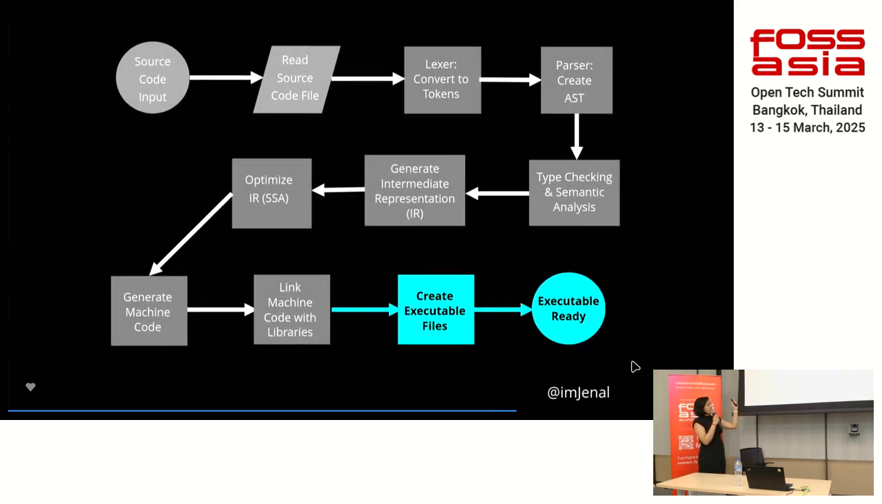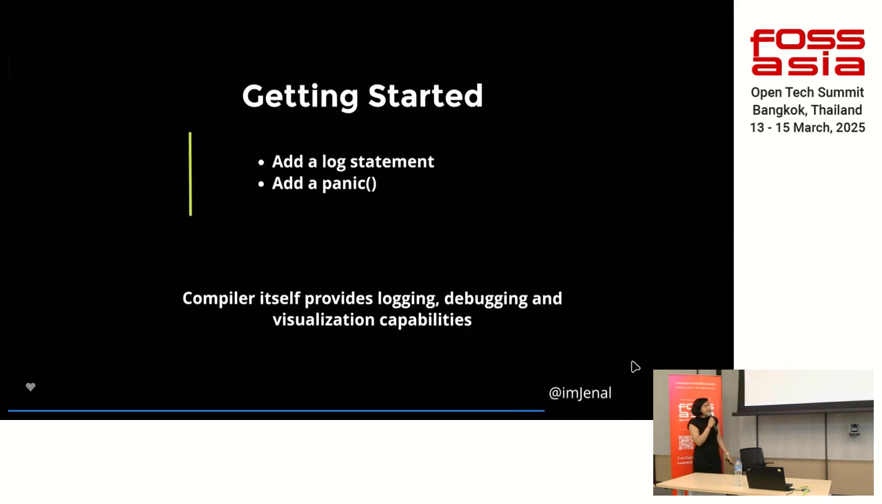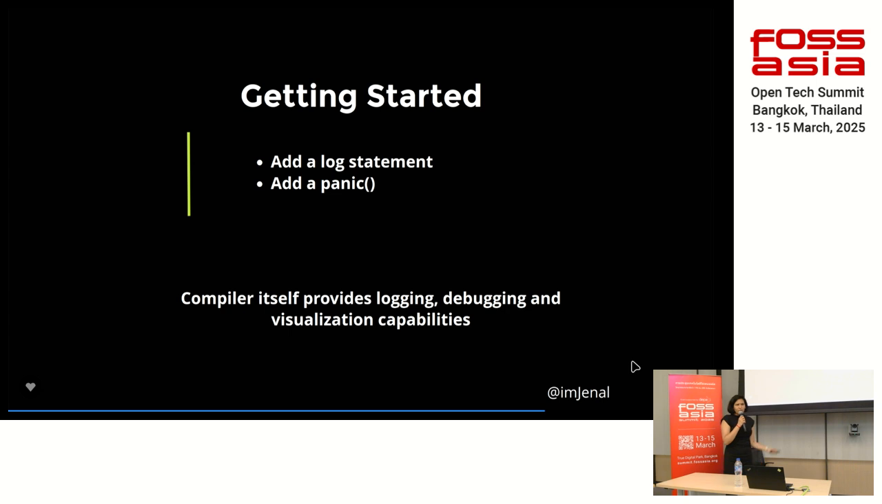So if you see this, this is the summary of your compilation. It starts with a source code input, and the Go build tool is doing all these phases until the executable is ready, and this happens within a second, right? Sometimes within milliseconds, depending on the code size.